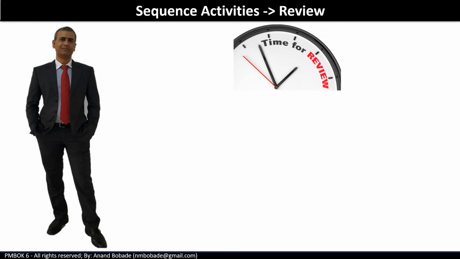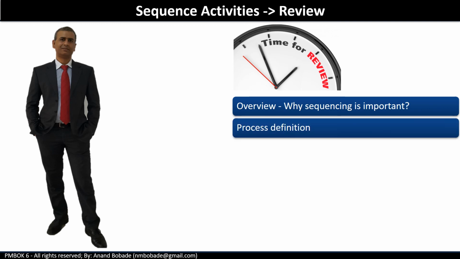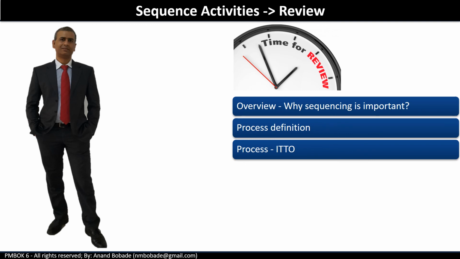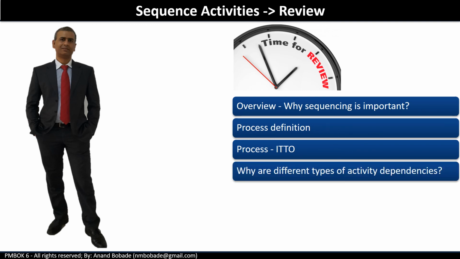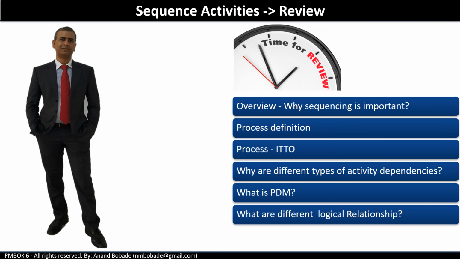In overview, we started with understanding the purpose of the sequence activity process. We went through a process definition. We talked about inputs, tools, techniques and outputs. You learned different types of activity dependencies, what the precedence diagramming method is, different logical relationships like finish to start, start to start, finish to finish, and start to finish, and finally the output, that is the project schedule network diagram.